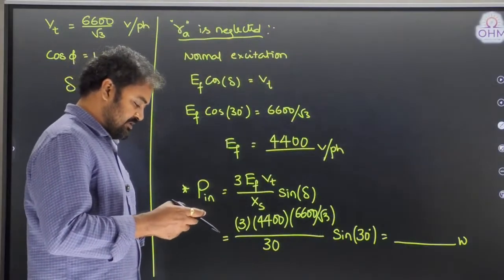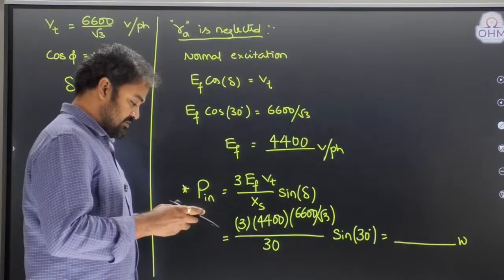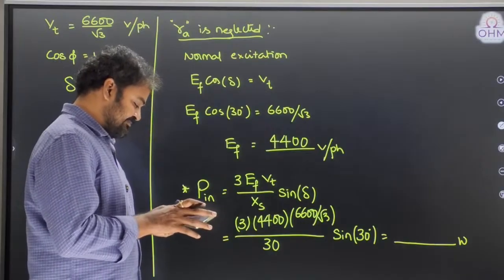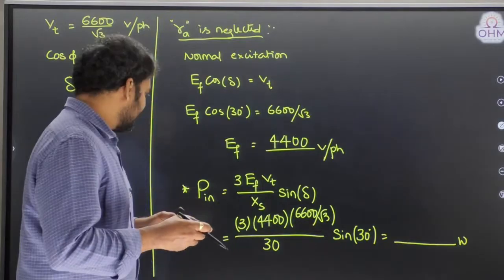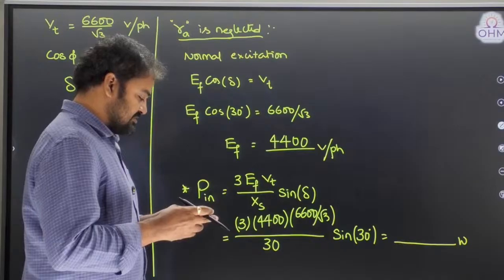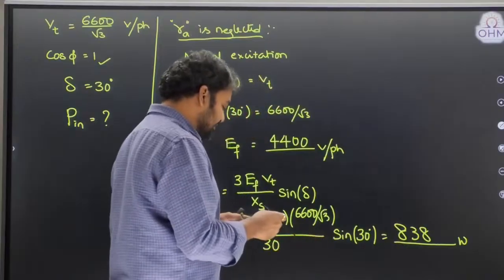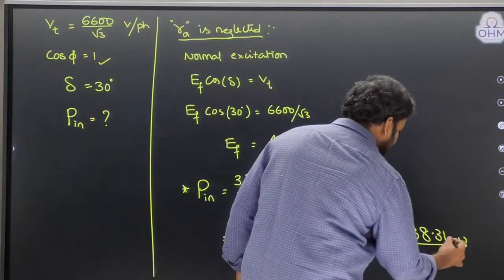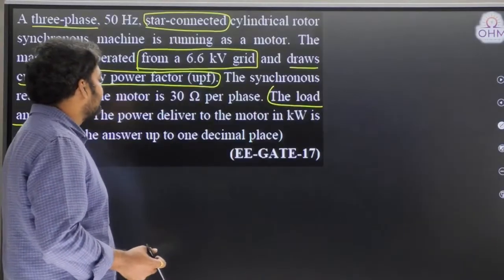Okay, let me do it. You can also do it and let me know in the options. Into 30 sine 30 degrees. Okay, I'm getting 838 kilowatt. 3 by 30 into sine 30. Yes, 838.31 kilowatt. So you will get it in watts, then convert to kilowatts. So this is the active power drawn by the motor.